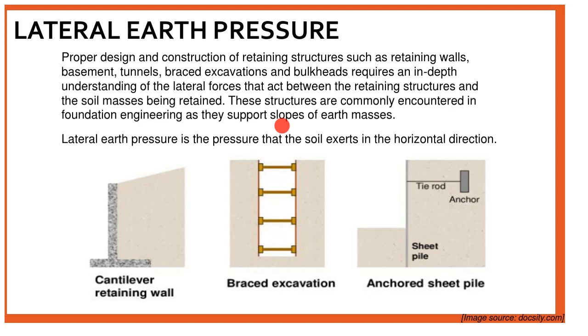So what is lateral earth pressure? Lateral earth pressure is the pressure that acts on the side of the structure or behind our retaining walls. So basically, lateral earth pressure is the pressure that soil exerts in the horizontal direction. Okay, we have here an example of a structure that has lateral earth pressure. So, we have here a retaining wall.